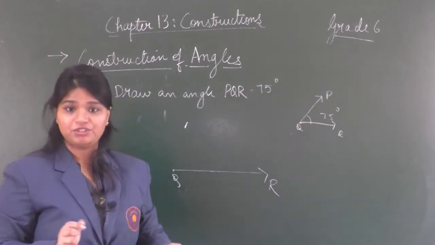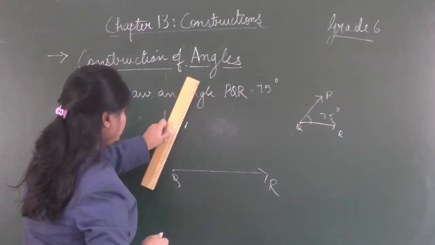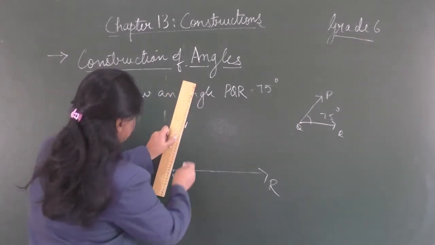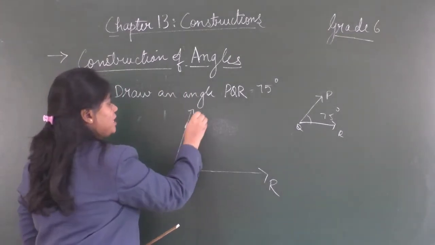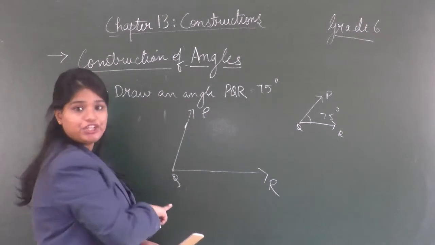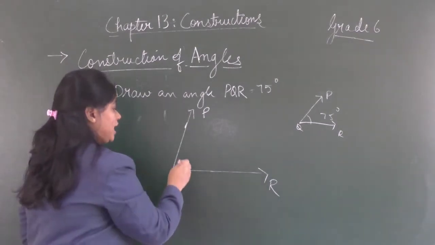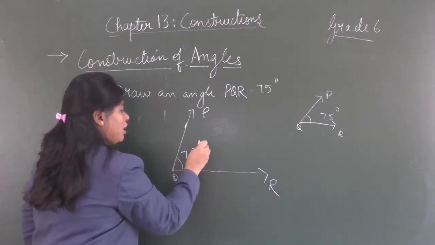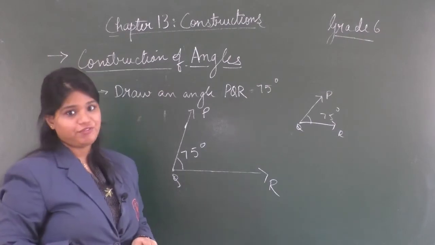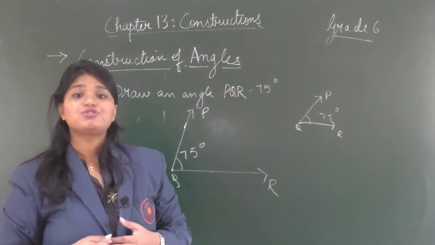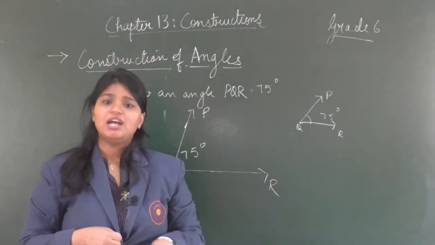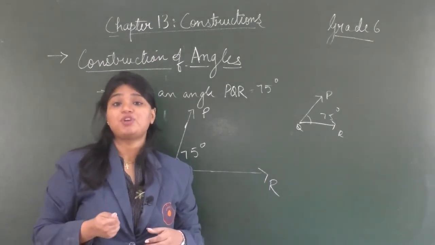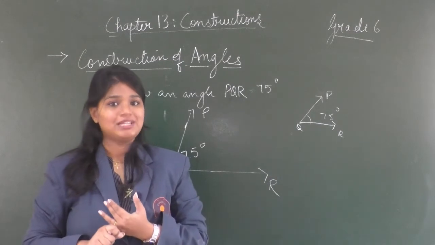Now I will take the ruler and I will join this point along with Q, right? And I am naming this arm as PQ. So we have got an angle PQR of measure 75 degrees, okay. So to draw an angle, you require a protractor and a ruler. Now let's learn how to construct the bisector of this angle.